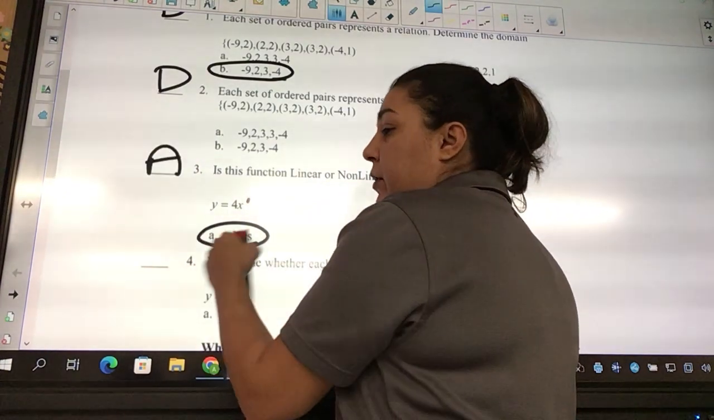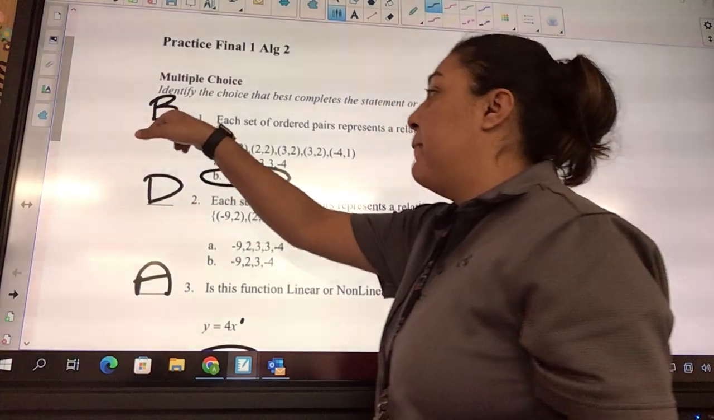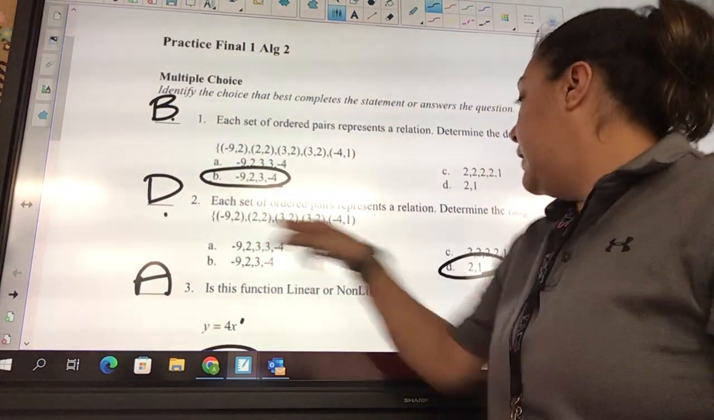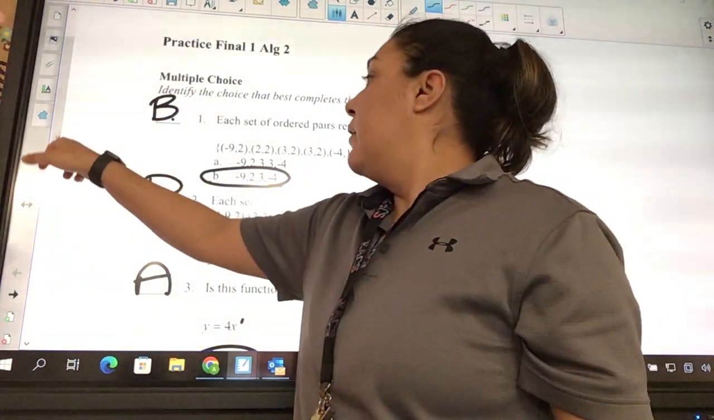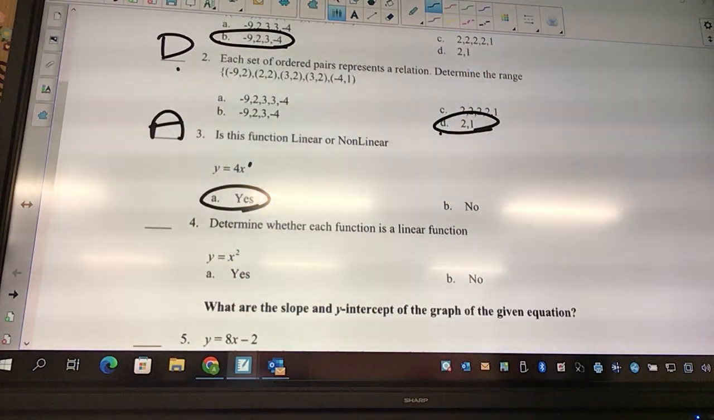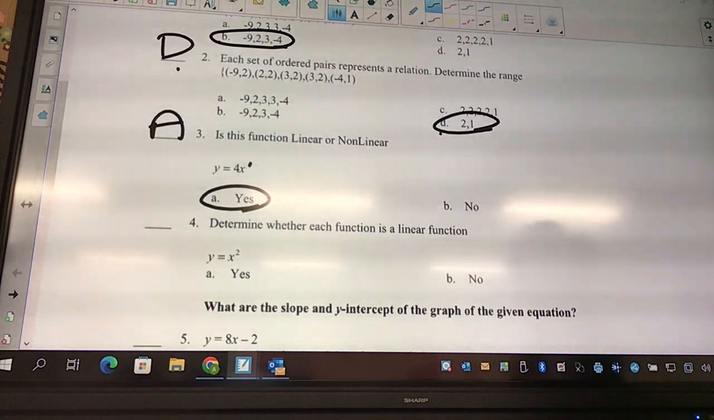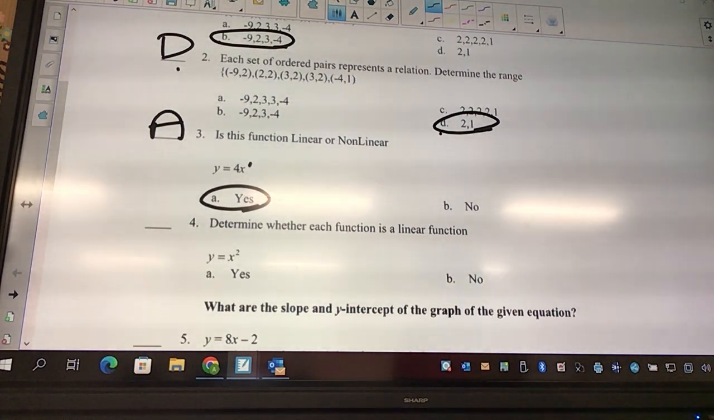Okay, you guys need to circle and fill in your answer. So this you should have B and you should have B circled. D and D circled. That's non-linear, right? It's linear. Is this function linear or non-linear? I know, I did the question not good. Okay, so it's linear.